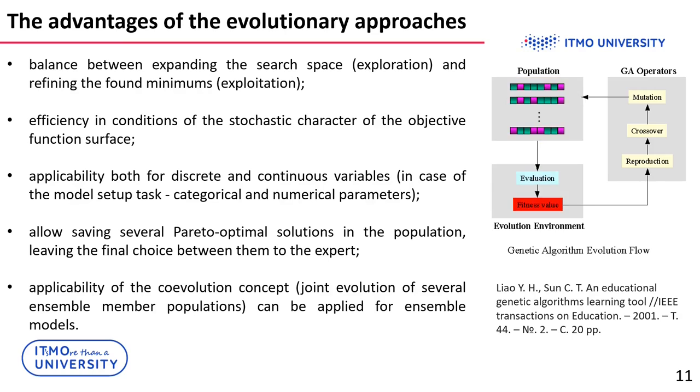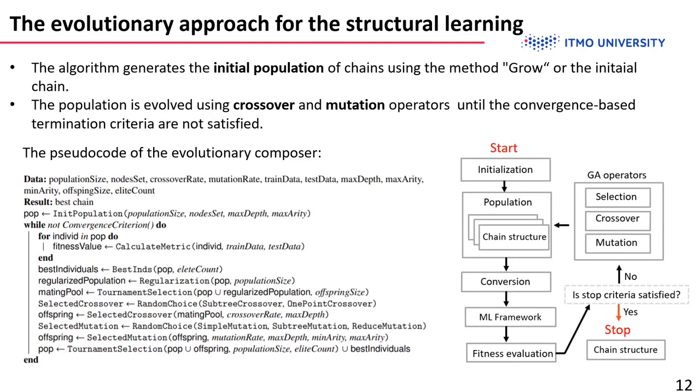Also, evolutionary approaches can be modified and expanded, for example, to the co-evolution concept, when you have several populations that also allow to achieve better results in complex cases like composite model structure identification. If we want to adopt the evolutionary approach for the structural learning of the composite models, we should resolve several issues. The first is the generation of initial populations.